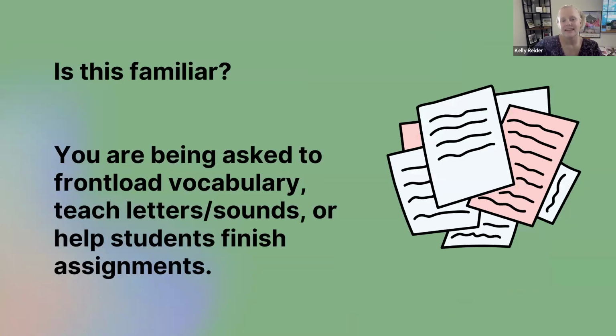All right. In some cases, this is a little less often than the others, but I still very frequently hear that our ELD teachers or our content teachers, they're not really quite sure what we're supposed to be doing with our ELD teachers' time. So you're being asked to, here's the vocabulary list for this unit. Can you front load the vocabulary? Can you keep working with this group of students on their letters and sounds? They're not quite there yet. They didn't finish yesterday's assignment. Could you help with that?